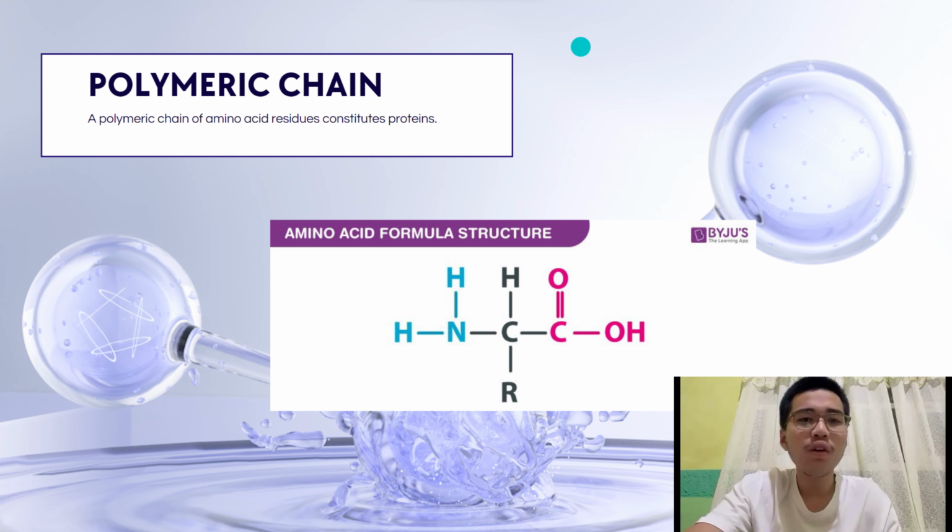A polymeric chain of amino acid residues constitutes proteins. A protein structure is primarily made up of long chains of amino acids. The arrangement and placement of amino acids give proteins certain characteristics. All amino acid molecules contain an amino and a carboxyl functional group, hence the name amino acid.